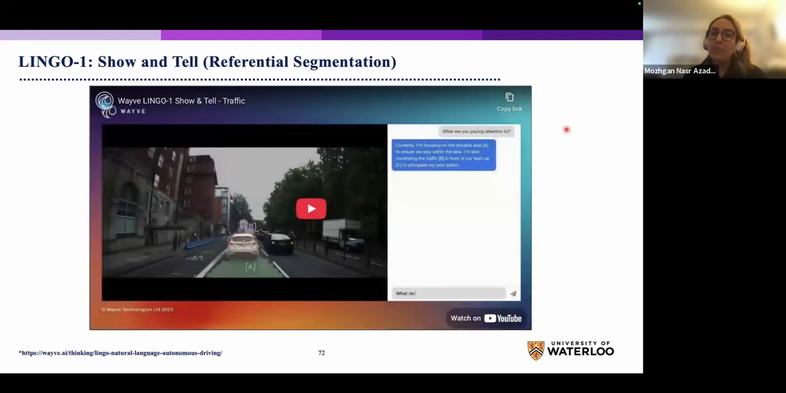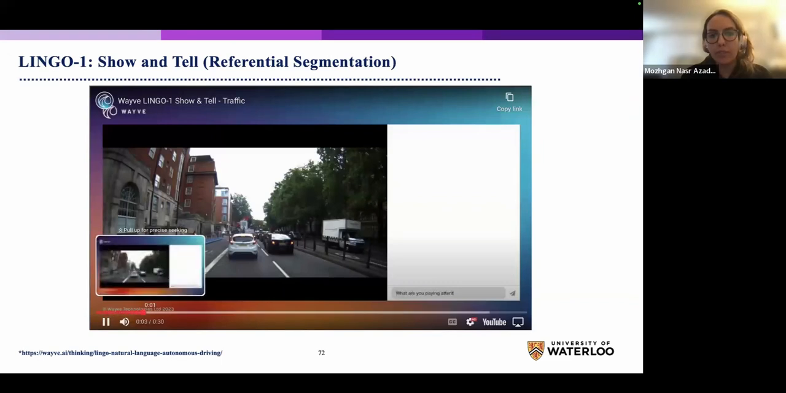Now another interesting application is what they call show and tell, but the more technical term would be referential segmentation. When we ask the question, what are you paying attention to? We are not just going to get the textual output, but the model is also showing us where exactly through segmentation, with reference to the images or the videos, it is paying attention. This is called referential segmentation, which you can search to see how this is done. But let's see the example for now.